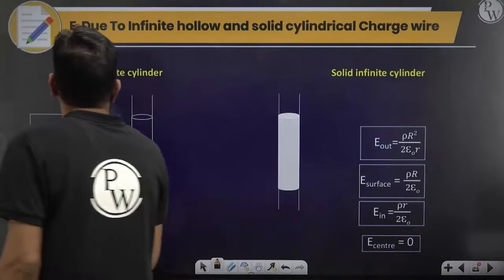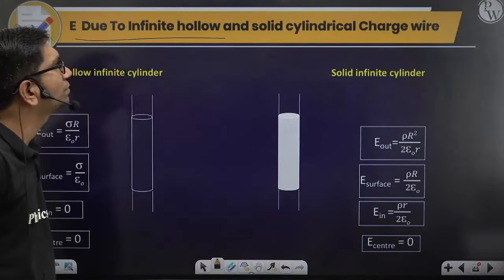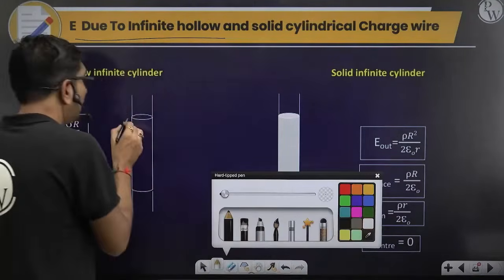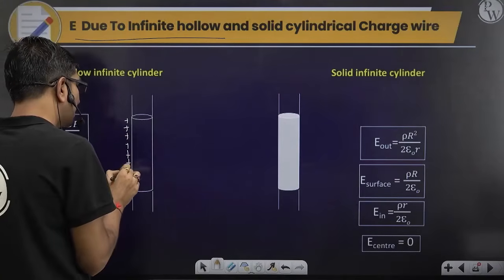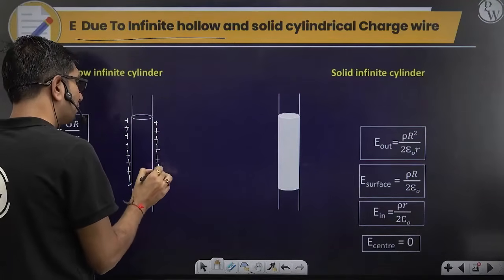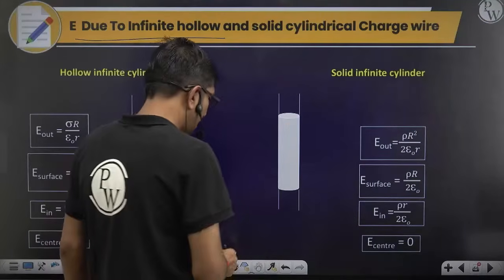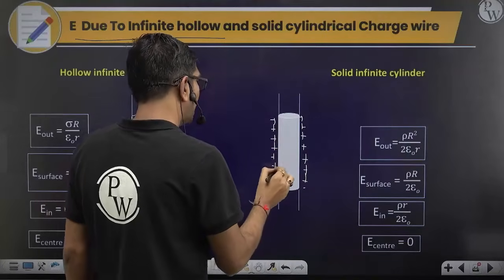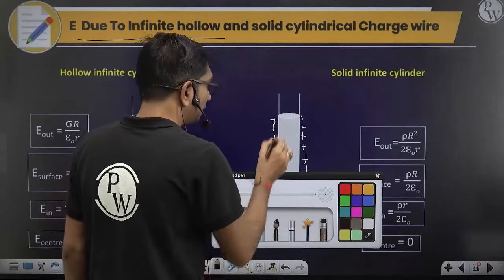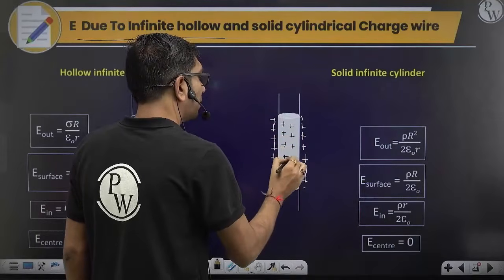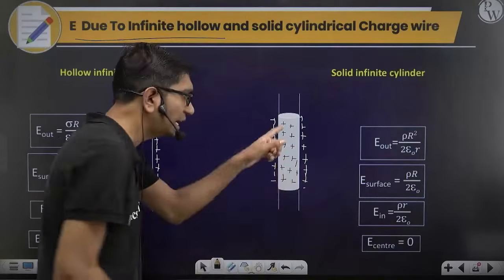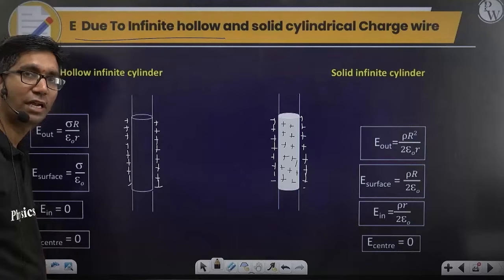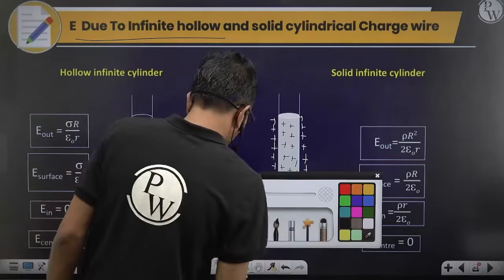Right, beta? So electric field intensity due to hollow and solid cylindrical charged wire. Hollow is nothing but empty, inside it is empty. Charge is present on the surface. Here charge is present on the surface as well as inside also. Here inside electric field intensity you will get 100%, sir. Here you won't get. So I'll show you the graph also for this one.